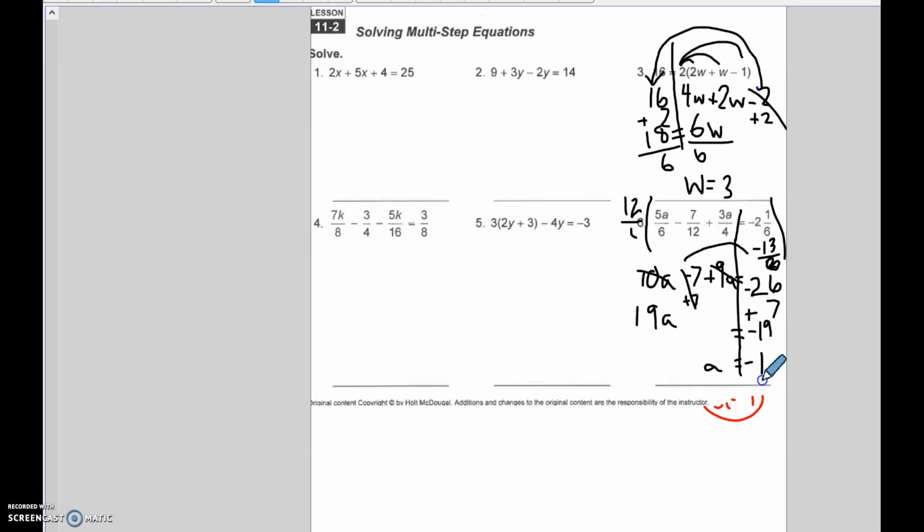Then I want to just check my work and plug negative 1 here and here and make sure that the left side does equal negative 2,116. So I'm going to check my work and make sure you guys do that. Okay, I'm good to go. So key idea, make sure that you multiply every single term.